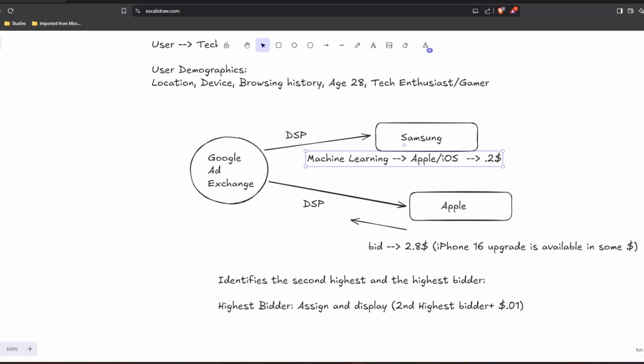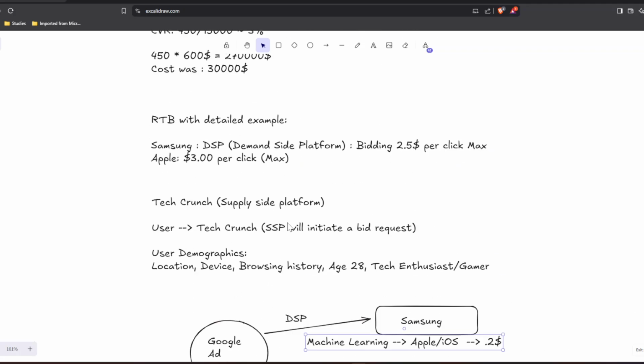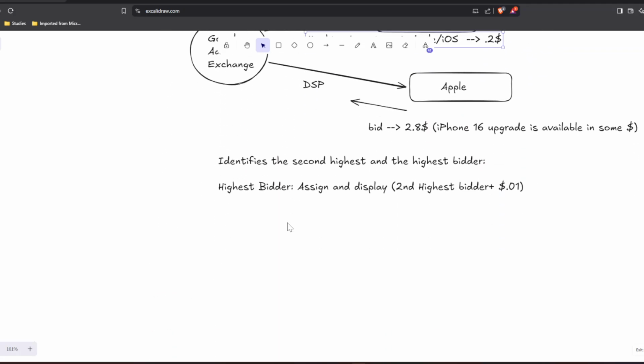The Apple ad that says upgrade to the iPhone 16 or iPhone 15 Pro will be displayed, and this whole operation I wrote up to this point is sub-second. It is a sub 100 millisecond operational time. The most fascinating part is that the whole process runs in less than 100 milliseconds. And when the user clicks on that, that's a completely different story, which we will explore now.